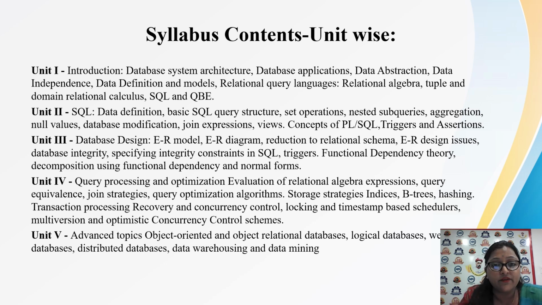Next is data warehousing and data mining. First we will know what is data. Data is a collection of raw facts and figures in a particular format. And what is information? It is processed data. And then what is a database? It is a collection of different kinds of data in a particular format. Next, what is a data warehouse? It is a collection of different kinds of databases in a particular format. And what is data mining? It is the extraction of data.